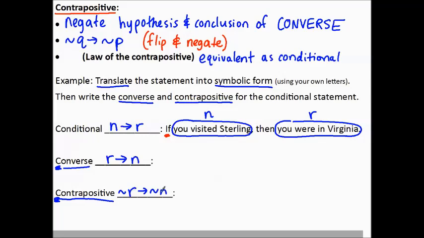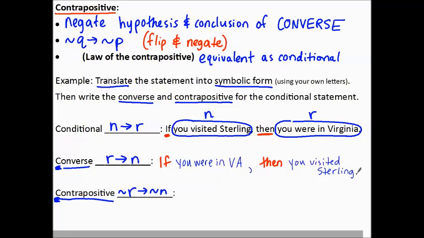So let's write the converse. Remember the if and the then stay in those places, if, then, but the words get changed around. R was what we ended with. You were in Virginia. So if you were in Virginia, then, now I use the N, you visited Sterling.